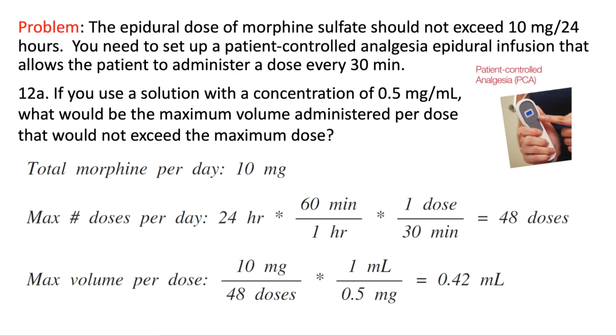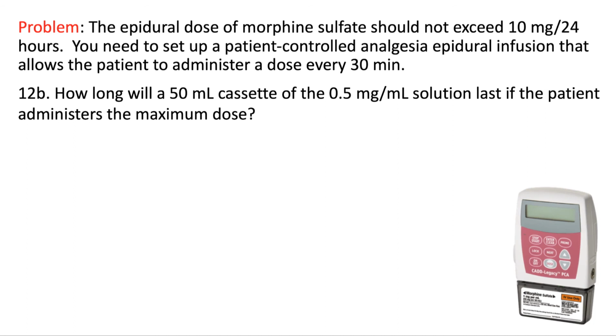And that's the answer to this question for the volume. Let's go on, though, because the second part of this question asks, how long will a 50 milliliter cassette of this concentration, the 0.5 milligrams per mil, last if the patient does administer that maximum dose? All right. Well, that's pretty straightforward.